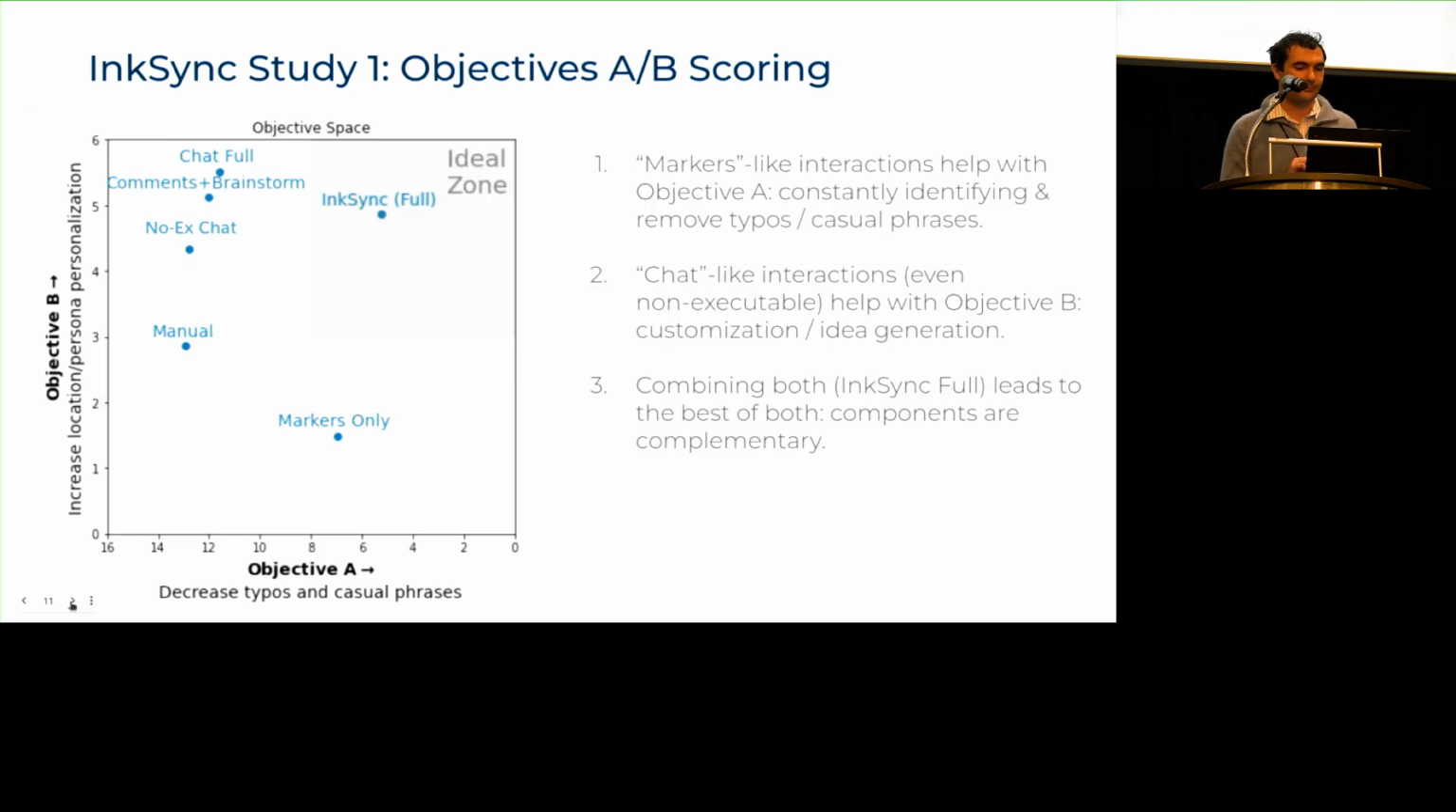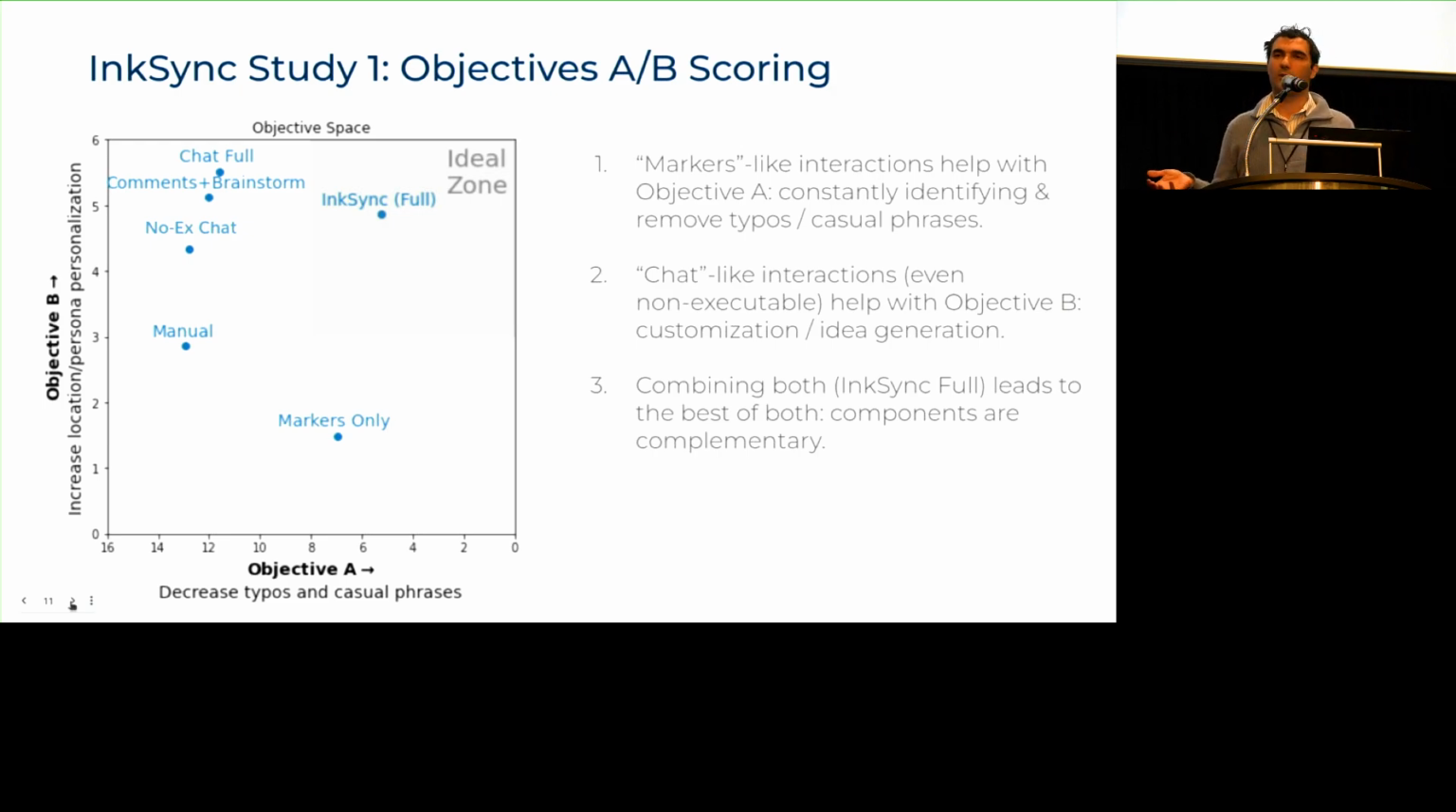Okay. So looking at the results very briefly, what we found is something interesting. If you remember objective A, objective B, what we found is that for objective A, things like changing the tone of an email or removing typos, a marker-like interaction is better.